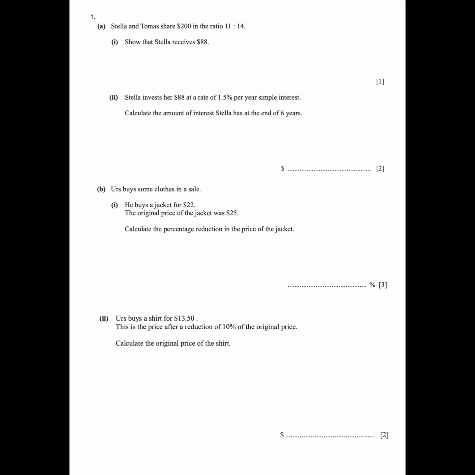Okay, so this question is using ratio. Stella and Thomas share $200 in the ratio of 11:14, and we need to show that Stella receives $88. So to do this question, we need to work out how many parts there are in total. So in total here, we have 25 parts, which is the 11 plus 14.